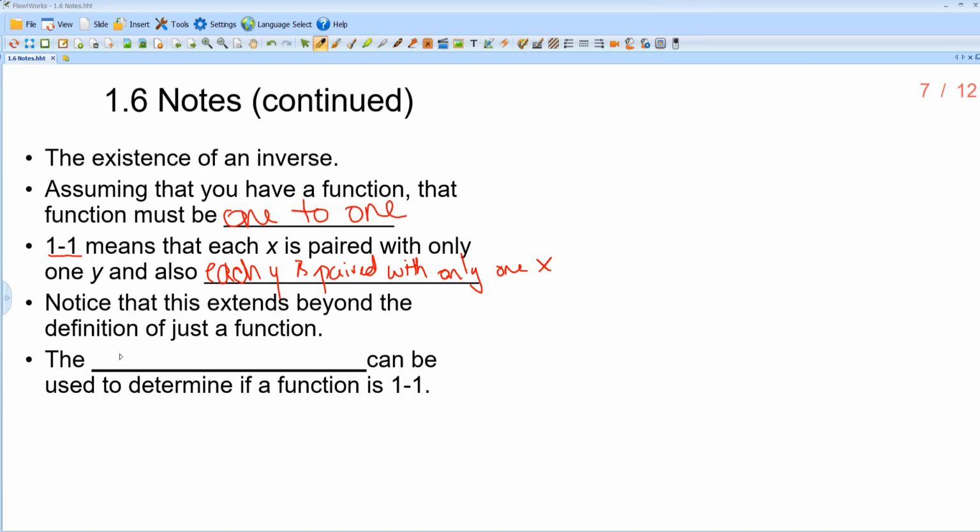The way that we check this is what's called the horizontal line test. The horizontal line test works the exact same way as the vertical line test. All you're doing is drawing a horizontal line, and if it crosses the function more than one time, then it does not have an inverse. And we'll talk a little bit about that shortly.